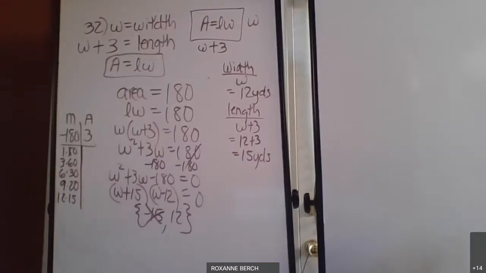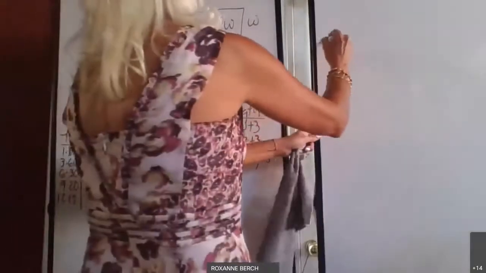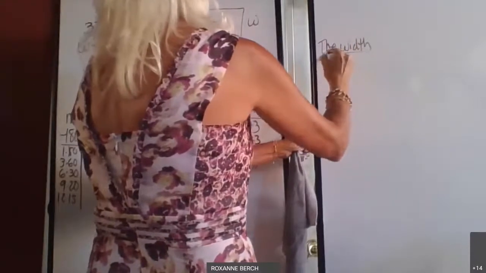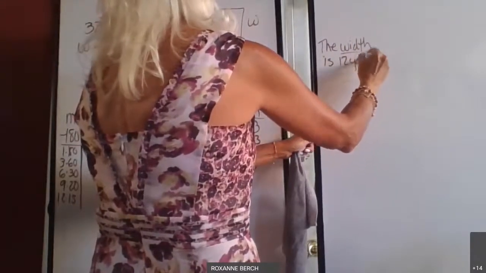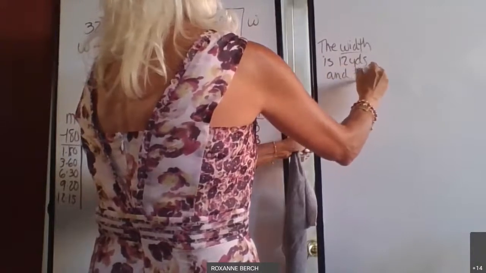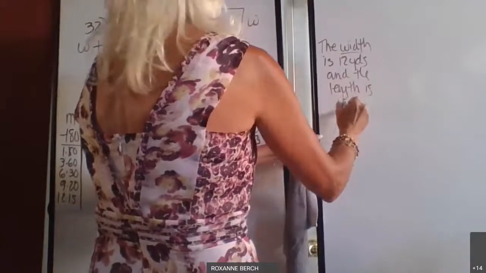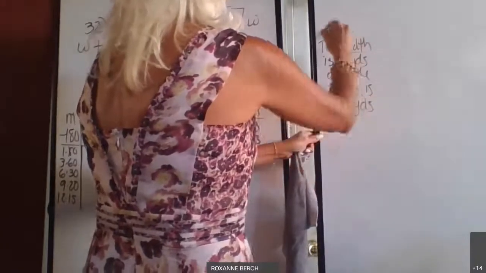And so the question is, find the length of the width. So you would say the width is 12 yards. And the length is 15 yards. And we're done.